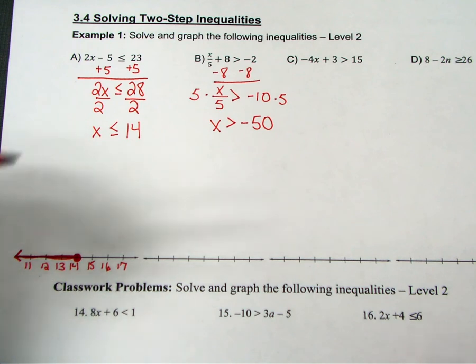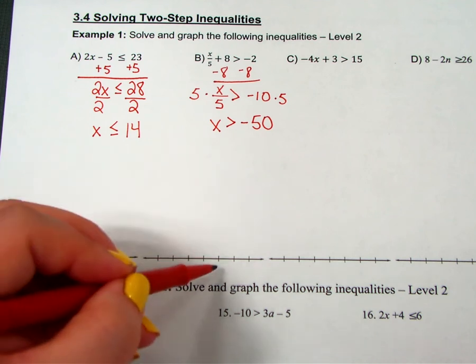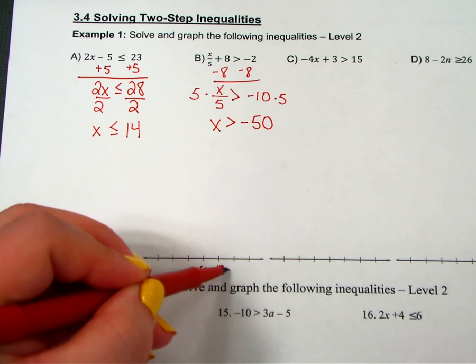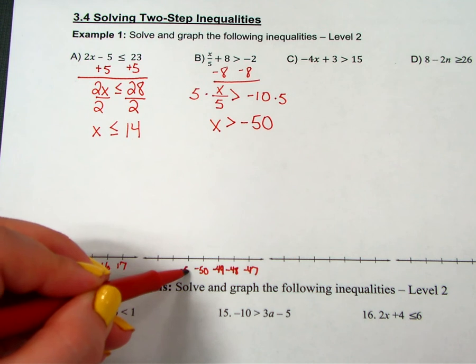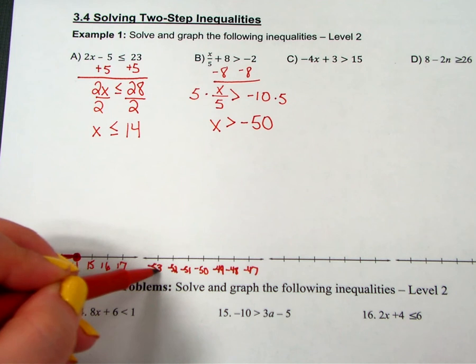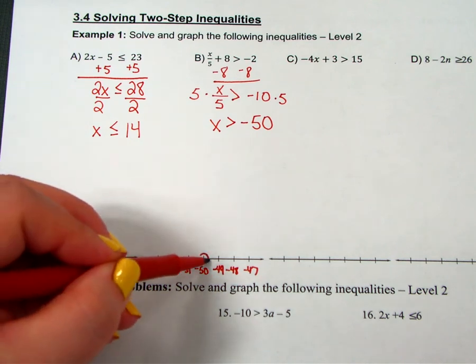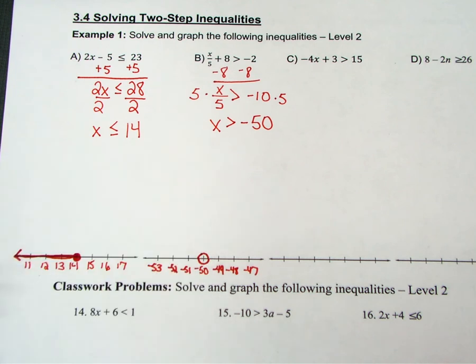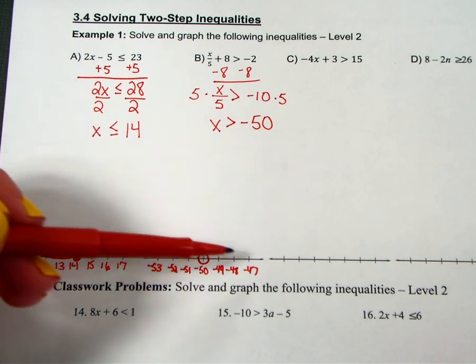When I graph this, -50 goes in the middle. -49, -48, -47 go to the right, then -51, -52, and -53 go to the left. Then we need an open circle on -50. And it's already in Venn form, variable inequality number. So we're going to shade to the right.